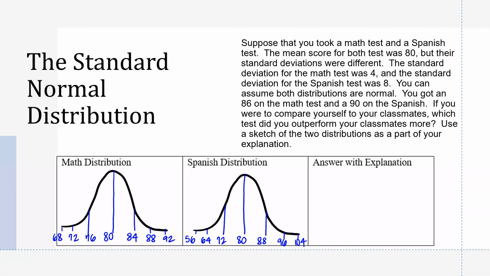On the math test, I got an 86. On the Spanish test, I got a 90. Based on the location of the score on the normal distribution curve, I did better on the math test. I know this because on the math test, I am 1.5 standard deviations above the mean, whereas for my Spanish test, I am only 1.25 standard deviations above the mean. Because my score for math is more to the right of the normal distribution curve, there is a larger population of students who scored lower than me.